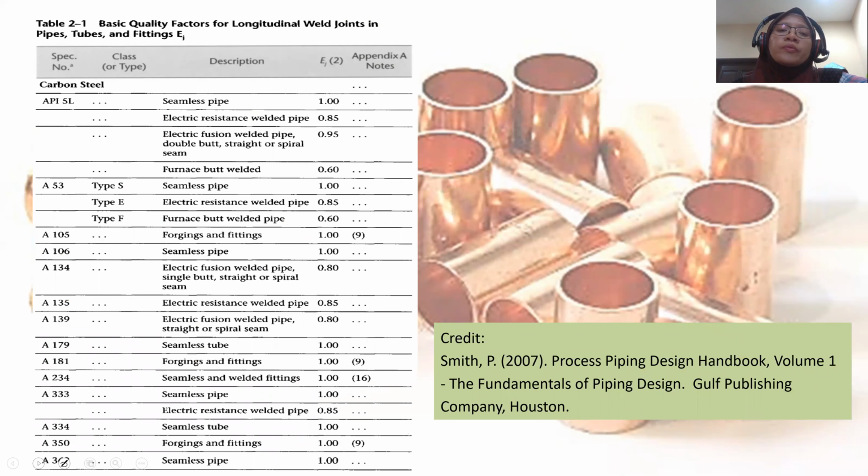So table 2.1 is from the Process Piping Design Handbook, and it's actually part of ASME B31.3 table A1B. I only show some part from the table.